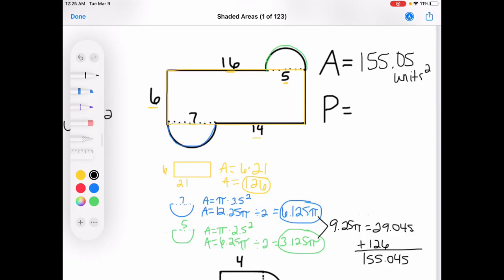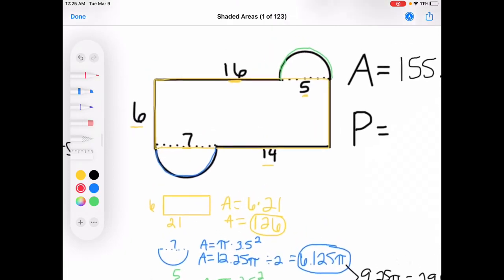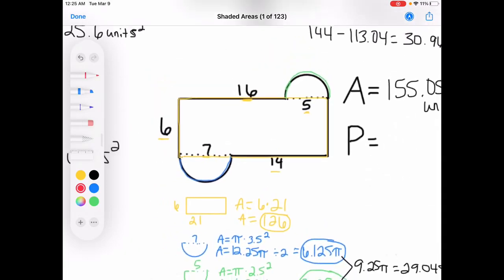Okay, now to find perimeter. So perimeter would be the distance around all of the outside parts. So here we have a 6, 16. I don't need to count this 5 because it's not on the outside, it's on the inside. Same thing for the 7. I don't include the 7. I do need to include the 14.